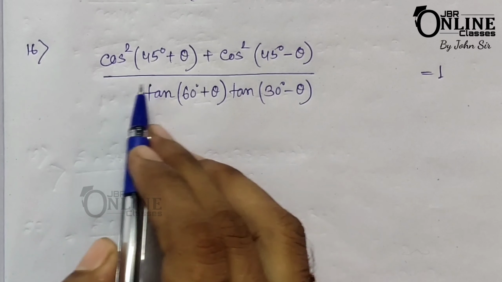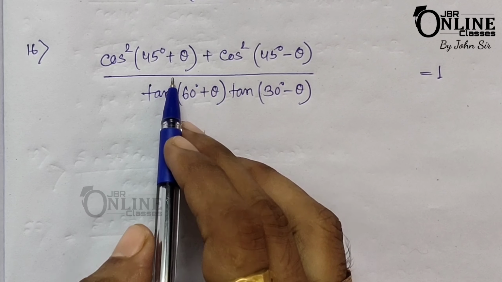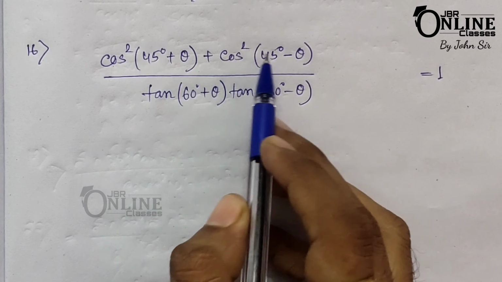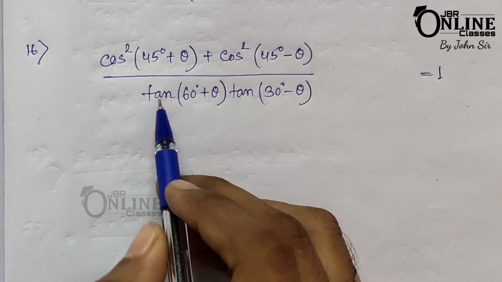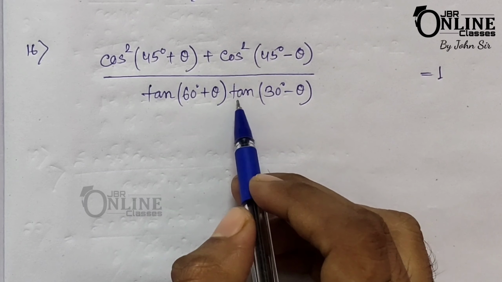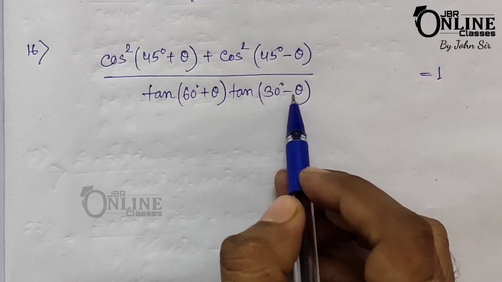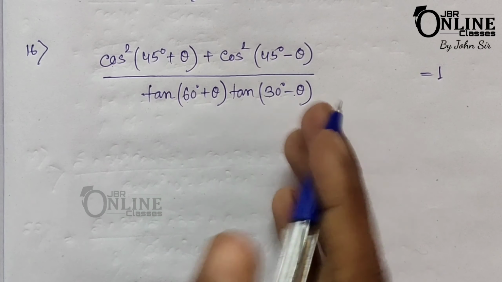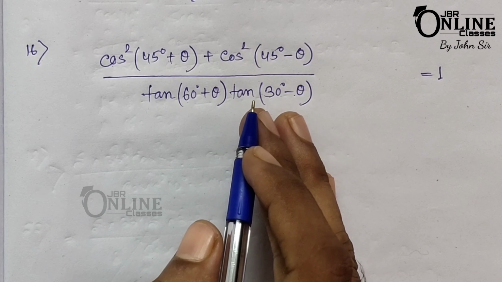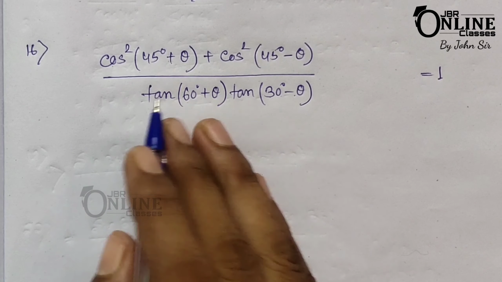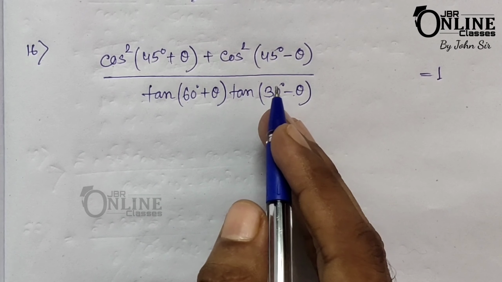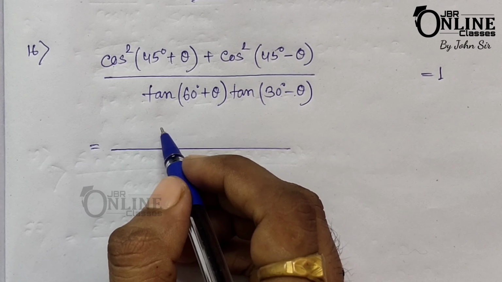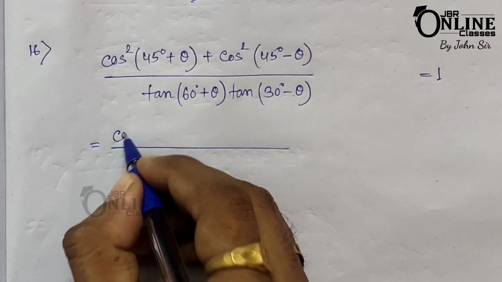Sum number 16. It's a little bit tough problem in this exercise. So here: cos square(45° + theta) plus cos square(45° − theta), divided by tan(60° + theta) tan(30° − theta), equals 1. You have to prove that. Okay, in the previous problem you just had to adjust to 90 minus theta, converting each and every angle. Now in this problem you also have to convert to 90 minus theta, but in a difficult way.